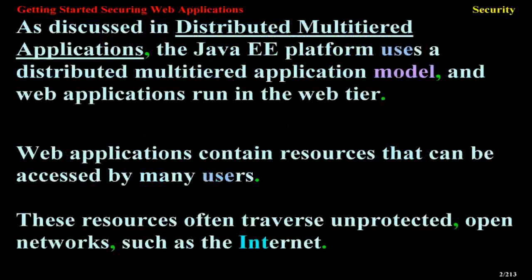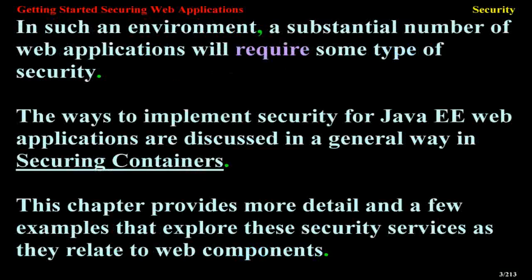As discussed in Distributed Multitiered Applications, the Java EE platform uses a distributed multi-tiered application model, and web applications run in the web tier. Web applications contain resources that can be accessed by many users. These resources often traverse unprotected, open networks, such as the Internet. In such an environment, a substantial number of web applications will require some type of security.